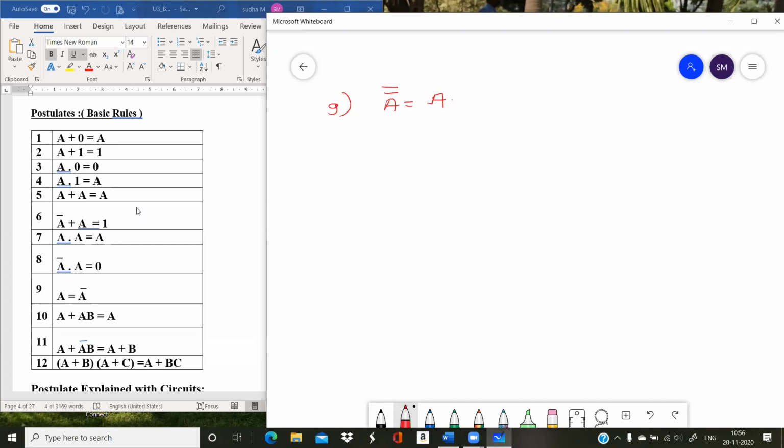Okay. So A double complement, what does it mean? A complemented once. This is complemented again. Okay. That we call it double complement. Complemented twice. Now let us take one value for A. A is equal to 0. Okay, at that time A complement will be 1, opposite of this, right? 0 will be equal to 1 when we complement it.